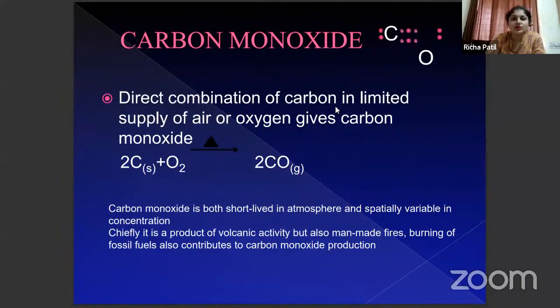We'll see some of the compounds of carbon. The first compound is carbon monoxide. How is carbon monoxide formed? It is formed by direct combination of carbon in a limited supply of air or oxygen. You can see here that carbon directly treated with oxygen gives you carbon monoxide.